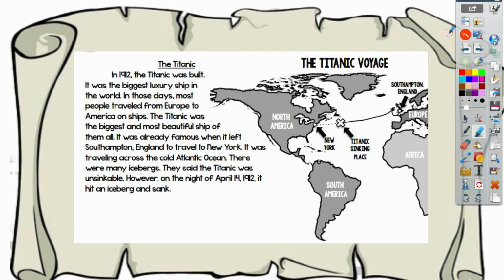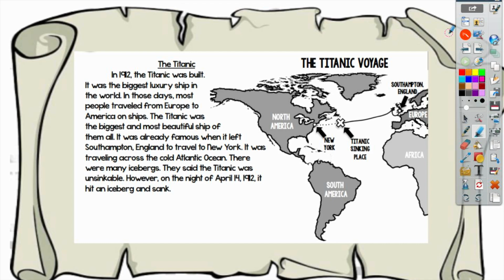It was already famous when it left Southampton, England to travel to New York. It was traveling across the cold Atlantic Ocean. There were many icebergs. They said the Titanic was unsinkable. However, on the night of April 14th, 1912, it hit an iceberg and sank. Okay, now that I've read my passage, let's look at our illustration.